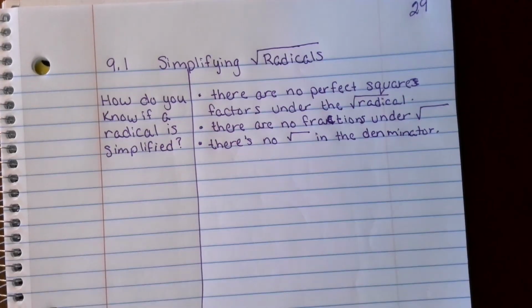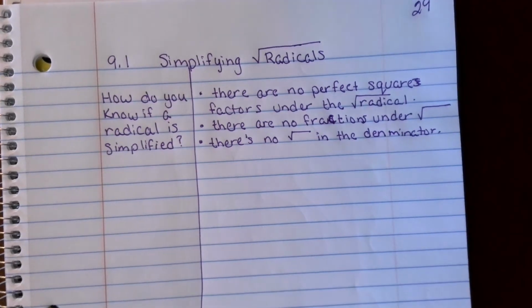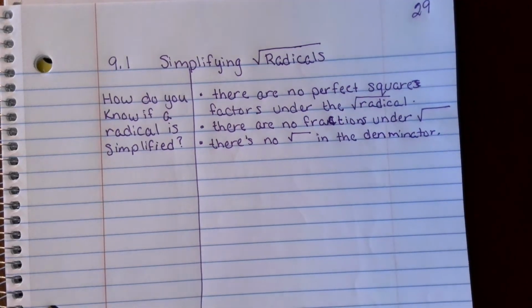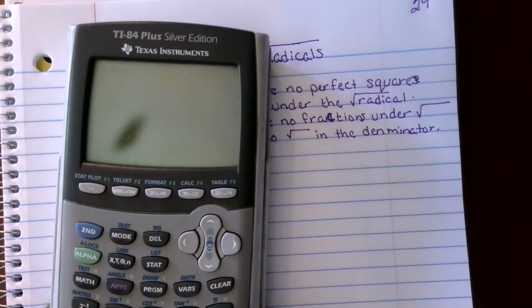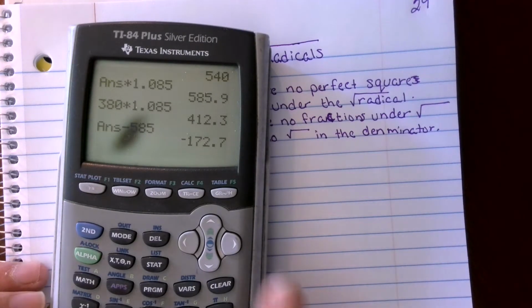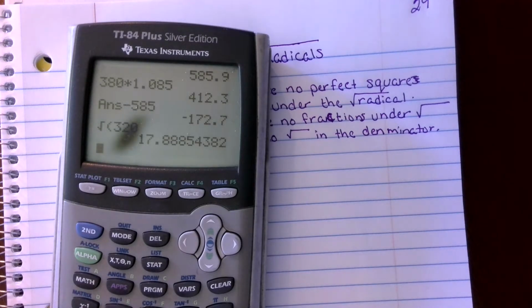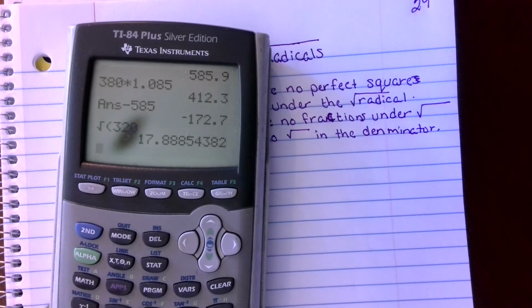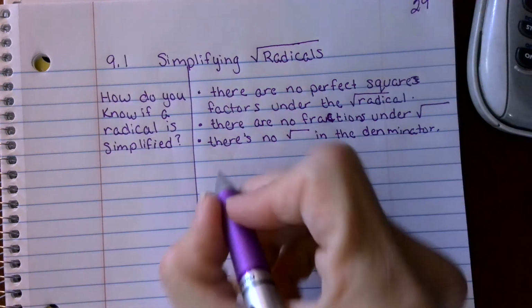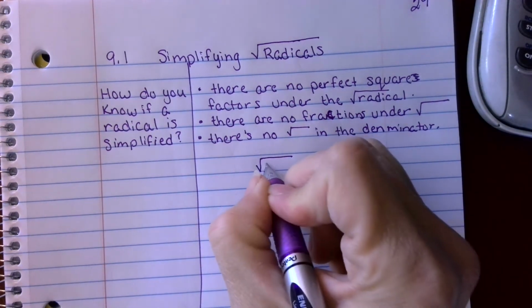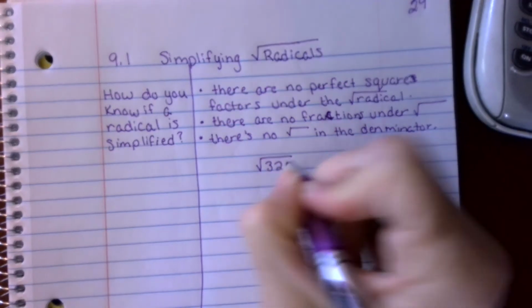All right, so when we're simplifying it, a lot of times we just want to use our calculator and say, oh, the square root of 320 is this irrational number. Well, that's some rounding because the decimal keeps going and going. So when we're simplifying it, we want to have an exact. So let's look at the square root of 320.